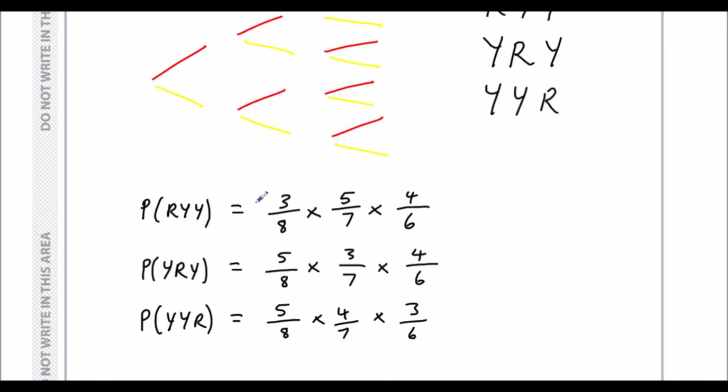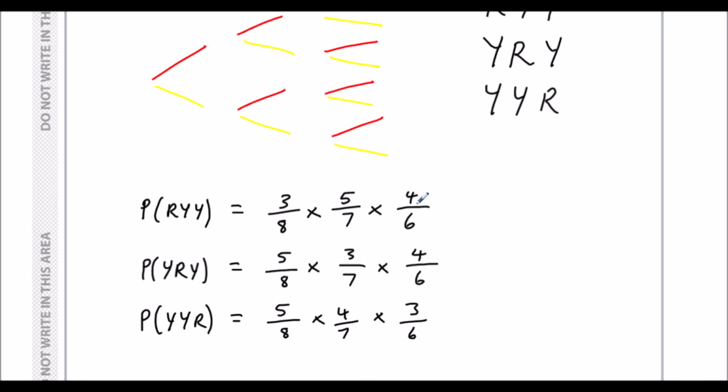And you'll notice that each of these are the same. So the numerator is always 5 times 4 times 3 in one order or another, and the denominator is always 8 times 7 times 6. So we need to multiply these fractions. When we multiply fractions, we multiply the numerators together and multiply the denominators together. It would be easier if we simplified first.